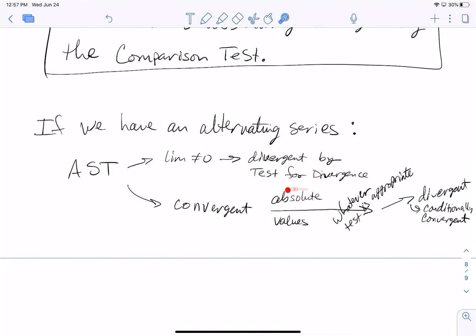If I run the test on the absolute values and I end up with a convergent series, then I can say it's absolutely convergent. And that's what you're going to be looking at if you just have a mix of problems and you aren't instructed to use any particular test. If you notice you have an alternating series, then you need to figure out if it's convergent, and if it's conditional or absolute convergence. And now that you've seen all of the tests, it's up to you to figure out which one is appropriate for any particular situation.